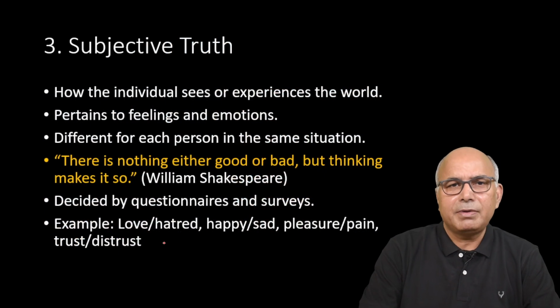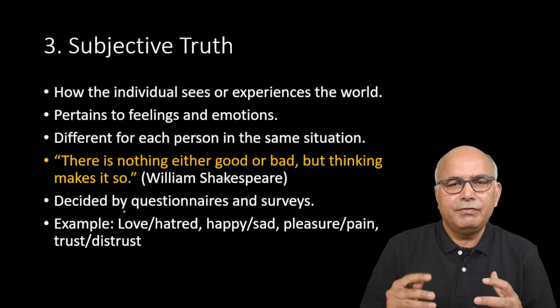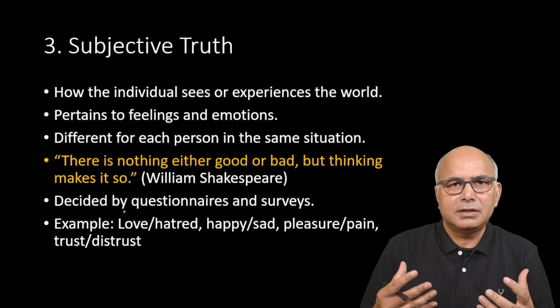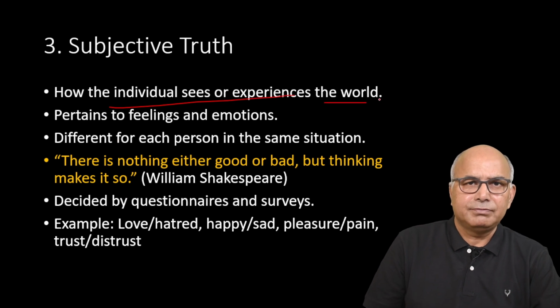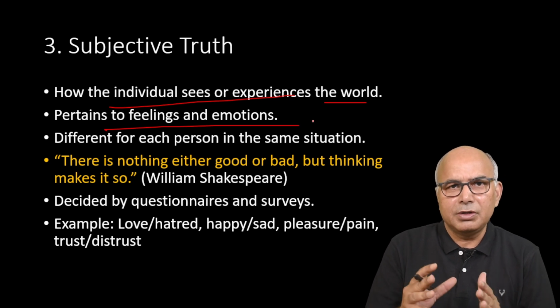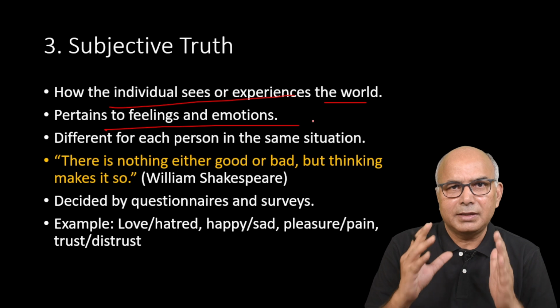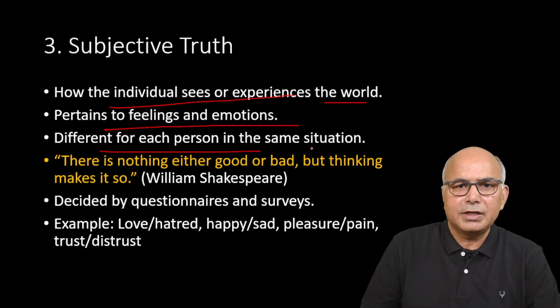Now the third type of truth is called subjective truth. Subjective truth is basically an individual truth. That means how the individual sees or experiences the world. That is what is called subjective truth. It pertains to feelings and emotions which are experienced only by one person. And that is why this type of truth is different for each person, even in the same situation.